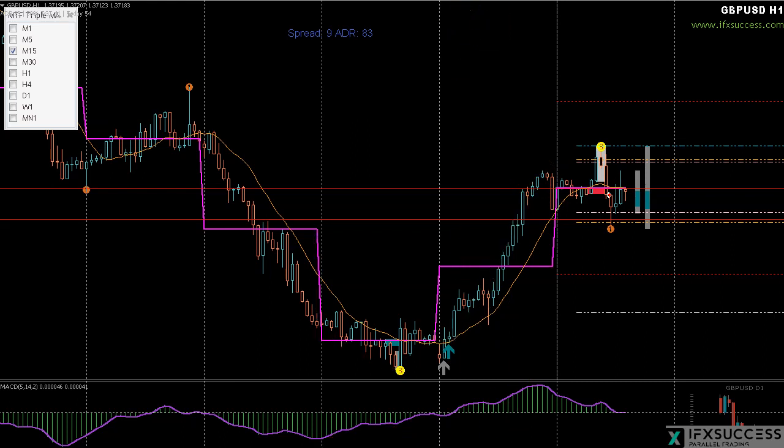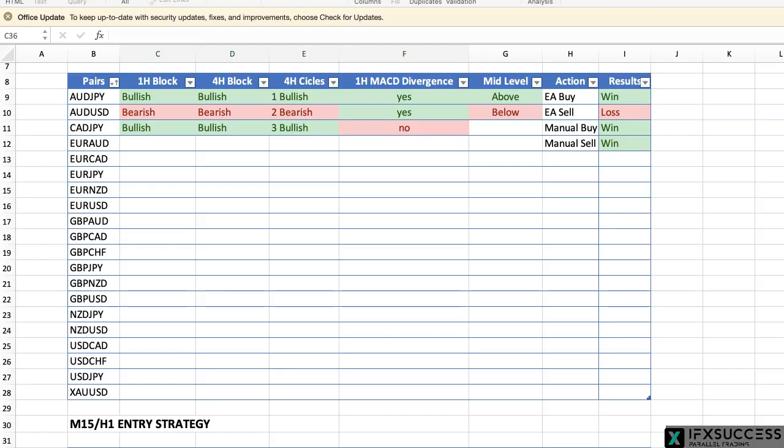When we go to the Excel spreadsheet, we're going to fill it out as if it happened today. Let me erase this. Say pound dollar: on the 1 hour, we had a bullish block. Then we're going to see what happened on the 4 hours, and on the 4 hour cycle.